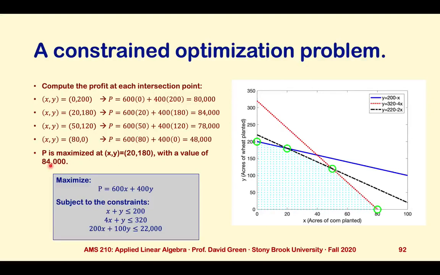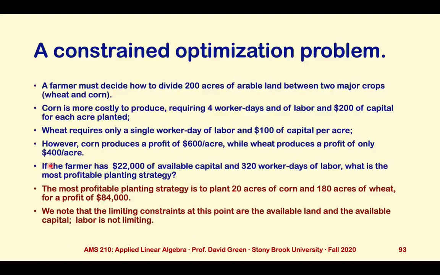This is our mathematical answer; we need to put this back into the context of the problem. The most profitable planting strategy is to plant 20 acres of corn and 180 acres of wheat for a profit of $84,000. We note here that even though corn produces much more, we don't have a lot of corn produced. This is because of the constraints. The limiting constraints here are the available land and the available capital.